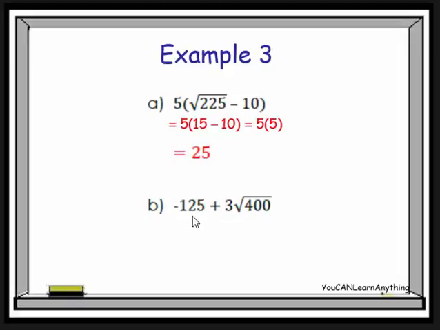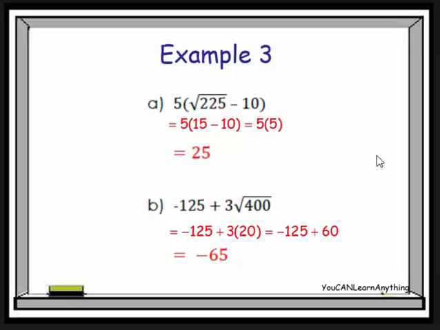Down here in B, we have negative 125 plus 3 times the square root of 400. The square root of 400 is 20, so we can calculate this as negative 125 plus 3 times 20, which equals negative 125 plus 60. And using the integer facts that we use, we take that and we end up with negative 65.